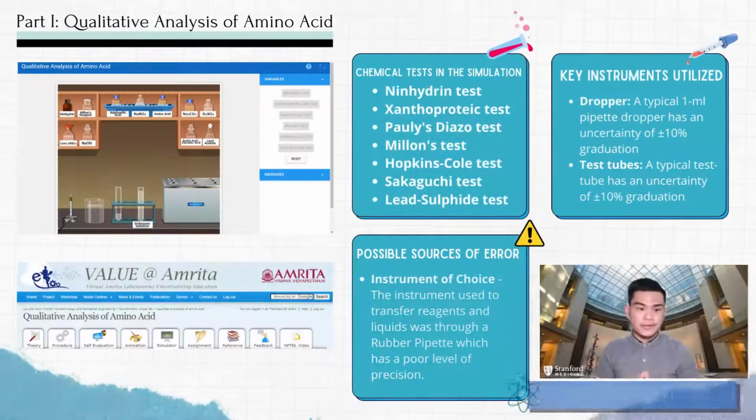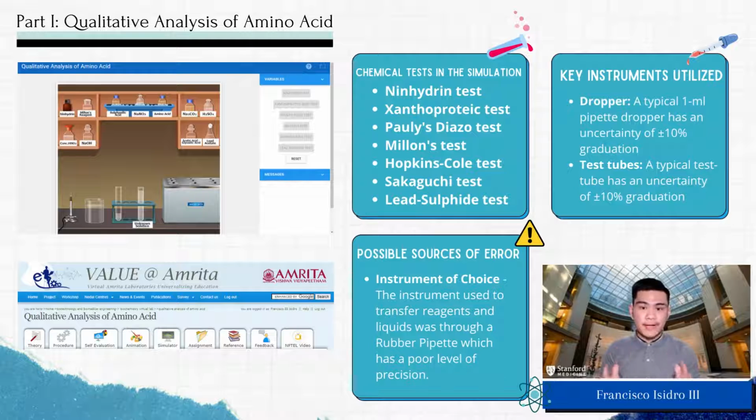For the results and discussion, we have the following. So for part 1 of the qualitative analysis of amino acids, we were able to utilize the software Amrita and the chemical tests that we used: the Xanthoproteic, Pauly diazo, Millon, Hopkins-Cole, Ehrlich, and of course the lead sulfide test. The key instruments utilized in this simulation are the dropper, test tubes, water bath, and the Bunsen burner.